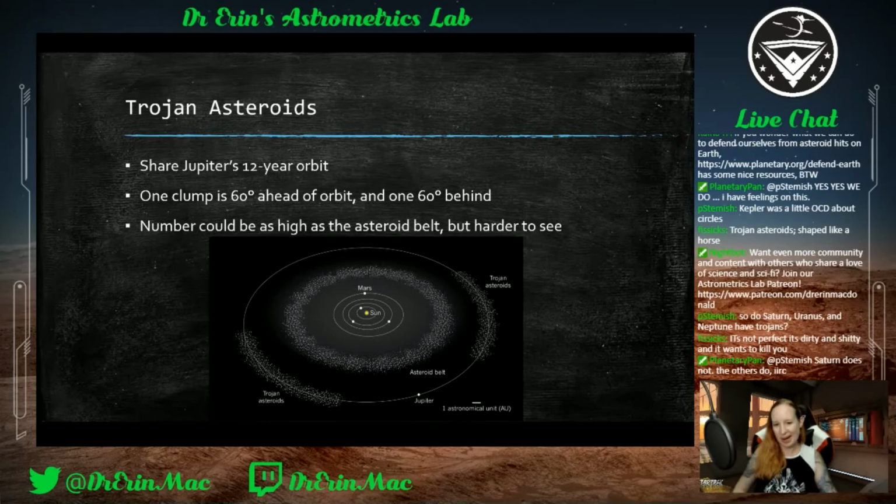So, yes, I remember correctly too, but not nearly as many as Jupiter does. And that's primarily, so sorry, the question was, do Saturn, Uranus, and Neptune have Trojans as well?